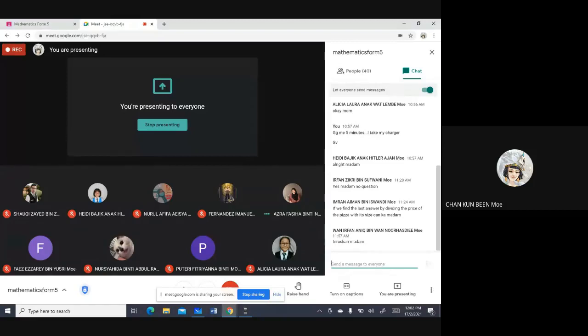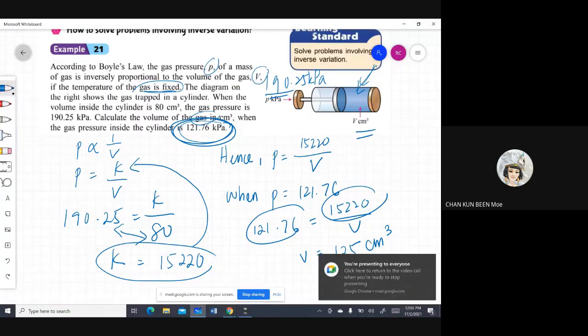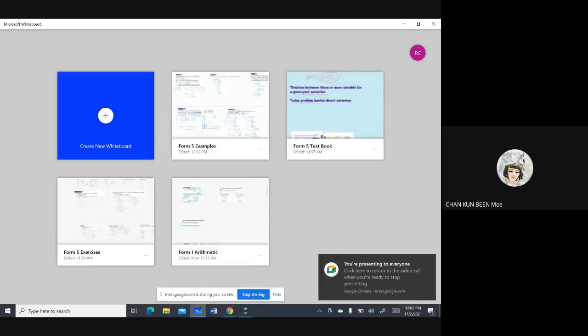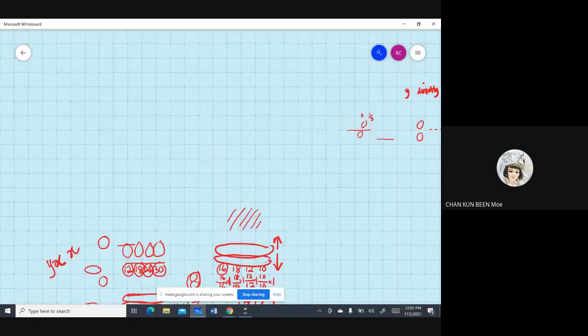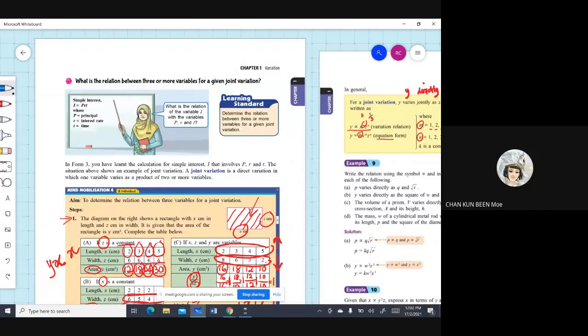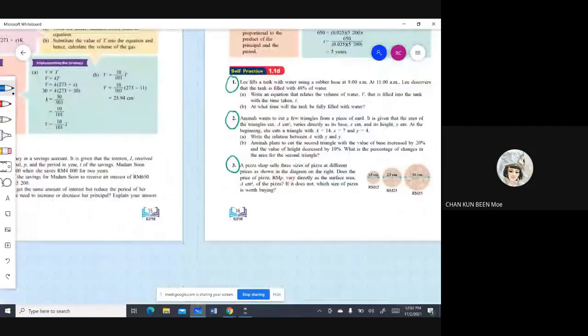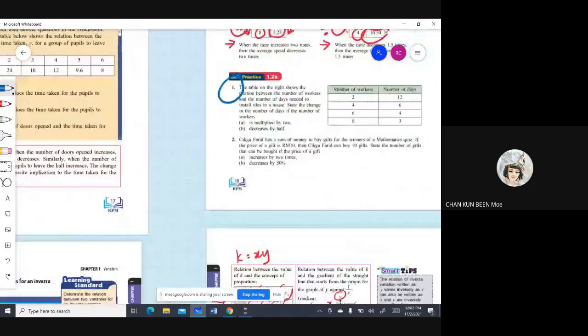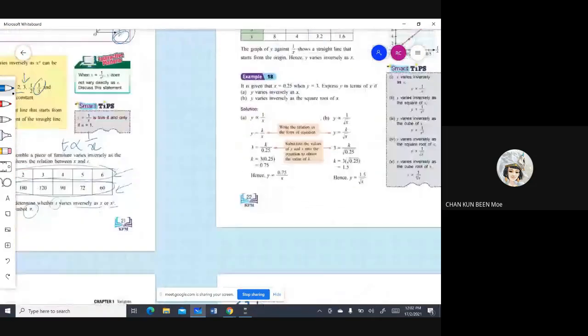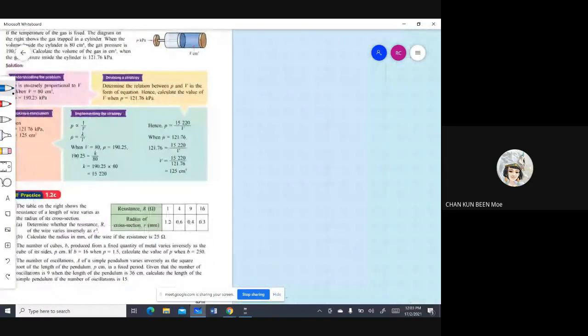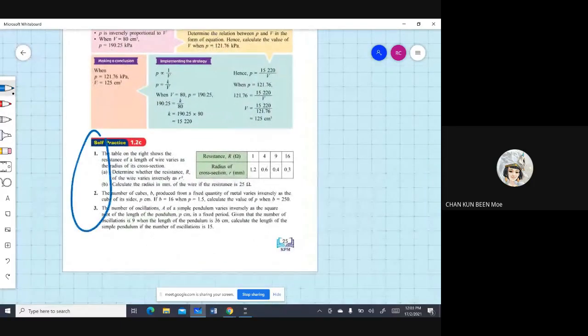So for page 25, another exercise whereby I'm going to discuss the answers with you next week. You turn to page 25 of your textbook. I want you to solve all the questions on page 25. Questions 1, 2, 3. Okay, you solve all the questions. We will discuss the answers next week.